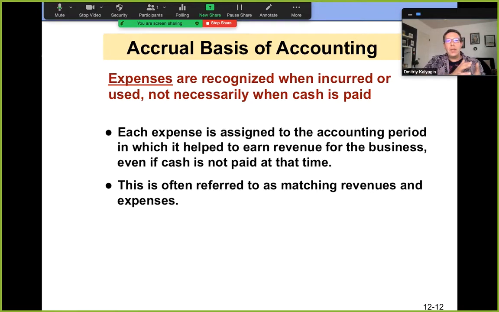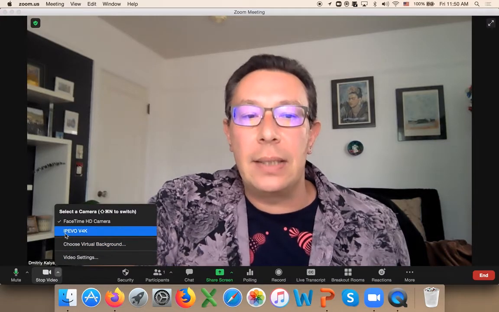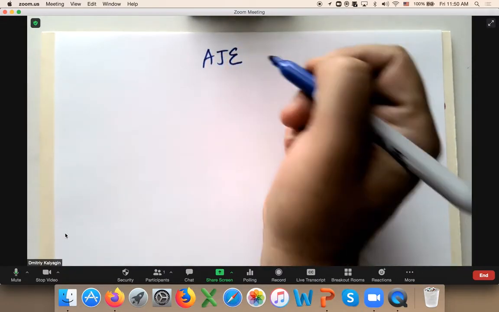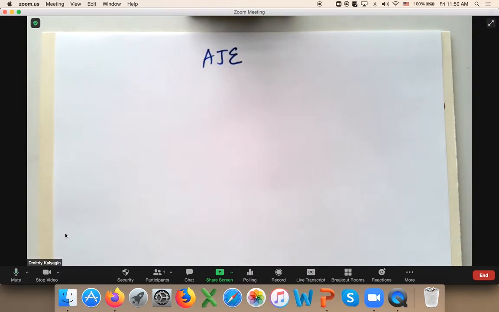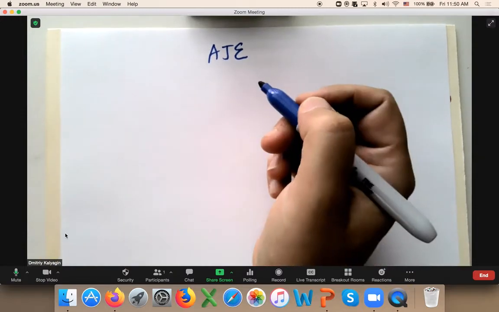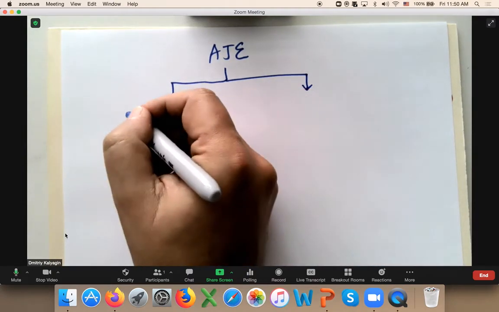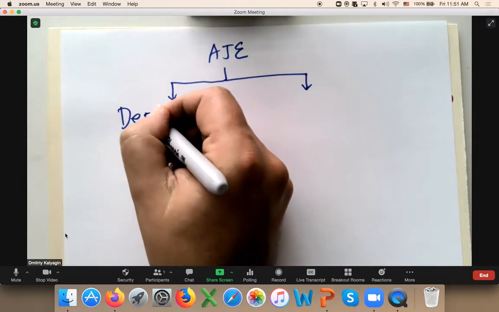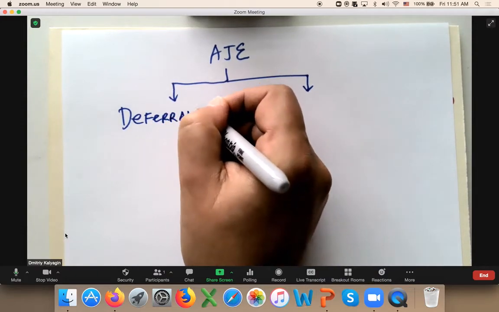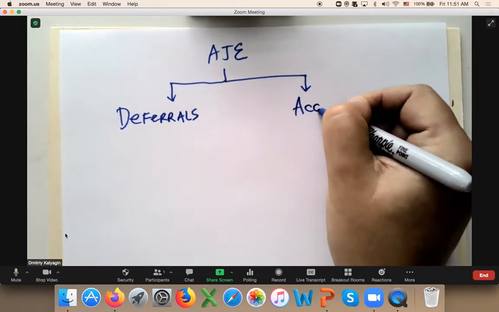And so because of these differences between cash coming in, going out, and actually earning revenues and incurring expenses, we will have different adjusting entries that we have to make. In general, I want to mention this: adjusting journal entries take place only in the accrual accounting system. So as a result, we have two types of adjusting entries. One is called deferrals, fancy words, but they're easy to understand. And another one is called accruals.